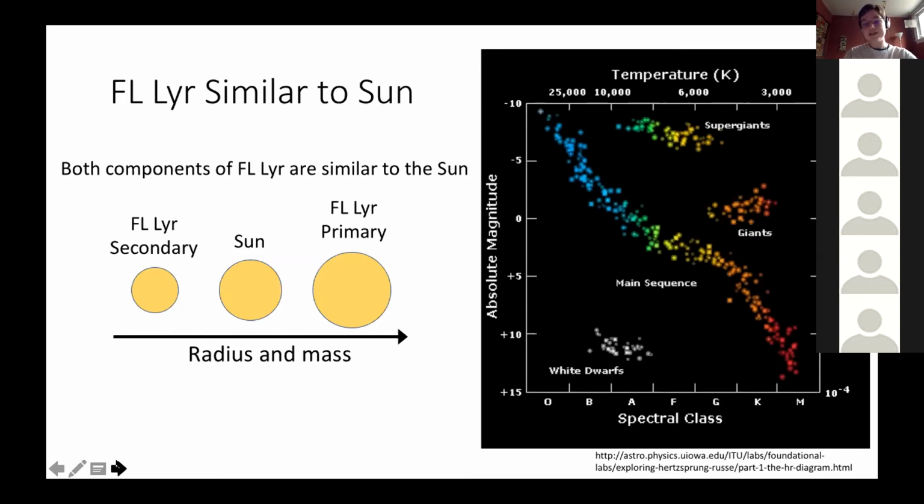So on the right here is what's called a Hertzsprung-Russell diagram, or an HR diagram. And this is a way of categorizing stars. We can measure the luminosity, which is sort of the brightness, and that's on the vertical axis, and also the temperature.